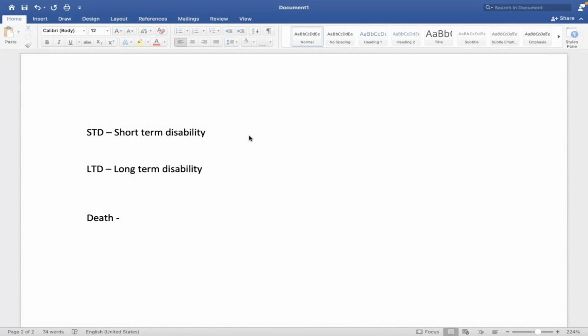And then death. Sometimes there are unexpected things, death, right? In that case, the employee will get some lump sum amount. I will show one simple calculation of how it works. Let's take the long-term disability.